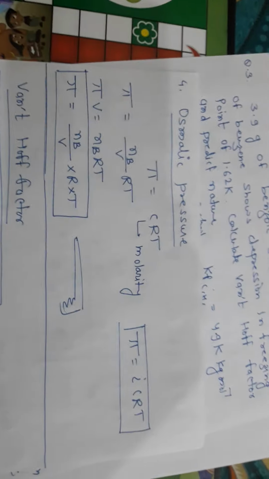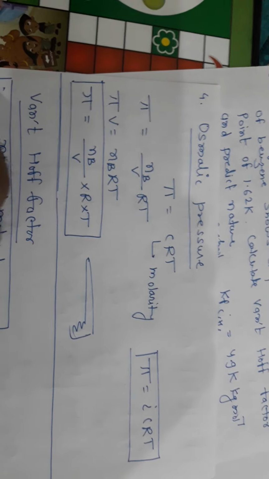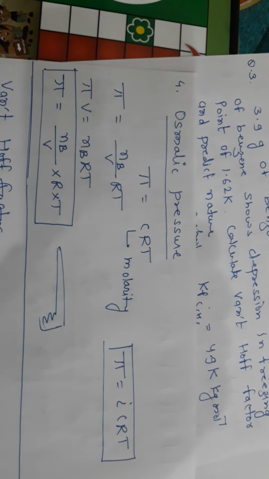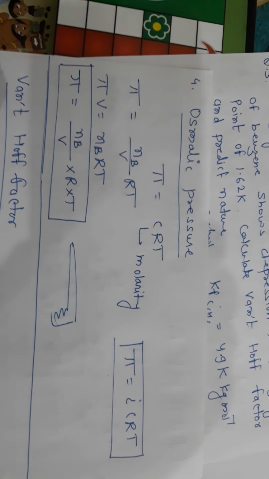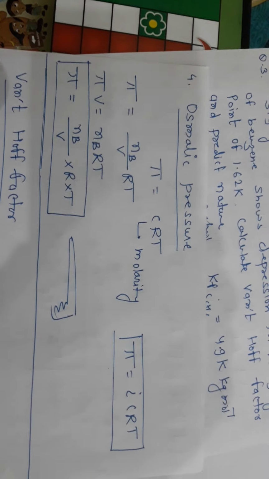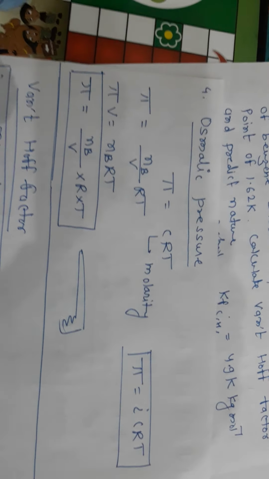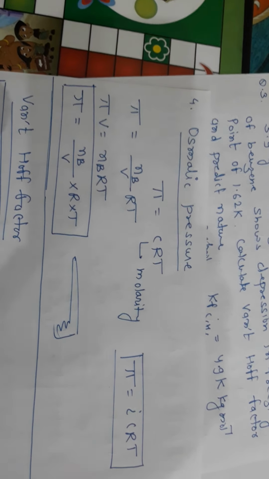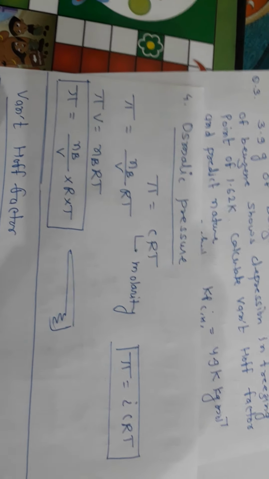You all know osmotic pressure is represented as pi. Pi is equal to CRT. C we can write as nB by V, or it is a molarity. nB is the number of moles, V is the volume, R is the gas constant, T is the temperature. In general, the value of the gas constant in these types of problems is 0.0821 atmosphere liter per mole per kelvin.